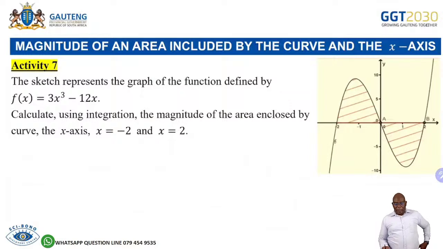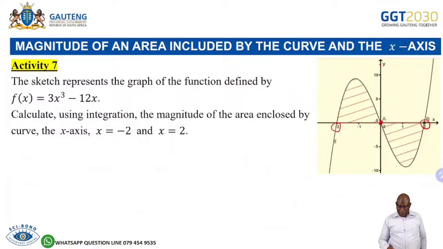Now here is activity 7. We are also going to find the area here. But it's a very different question. How am I going to get the area of this? So first of all, if I look at this, it is from minus 2 to 2.